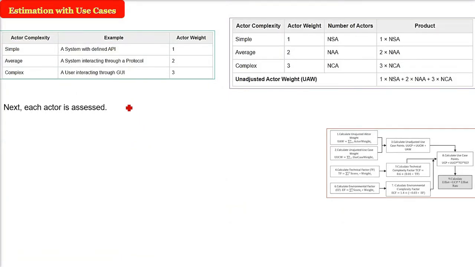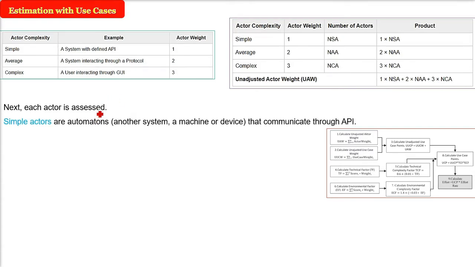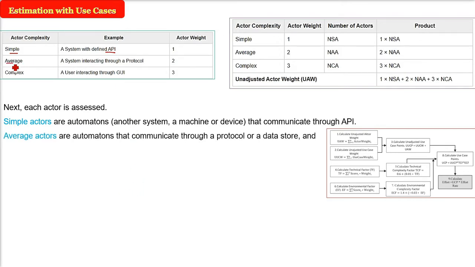Next part is we have to assess the actors. In a use case, how many actors are there? What type are they? What is the actor complexity? For example, if you categorize your actor as simple, for example, a system which is defined working with an API, another system, machine or device that communicates using an application programming interface.